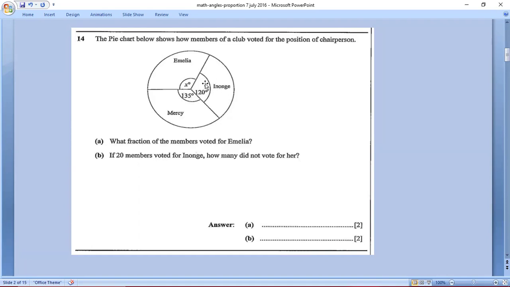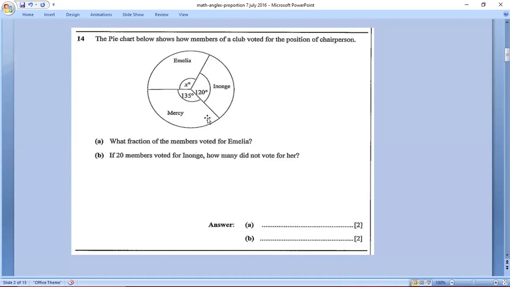So the people that voted for Inonge are represented by 120 degrees. The people that voted for Mercy are represented by 135 degrees. While those that voted for Emilia, it's X degrees, we don't know. So the first question says find or calculate what fraction of the members voted for Emilia. The understanding is based on angles, and as I said, this question is based on angles and ratios for proportion.